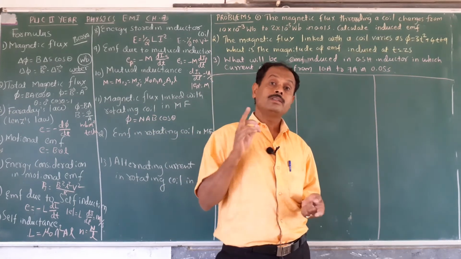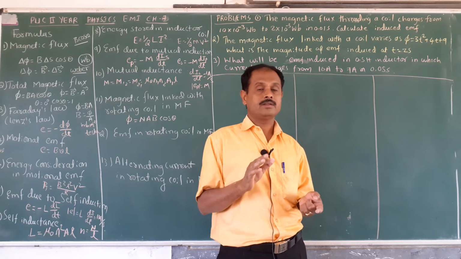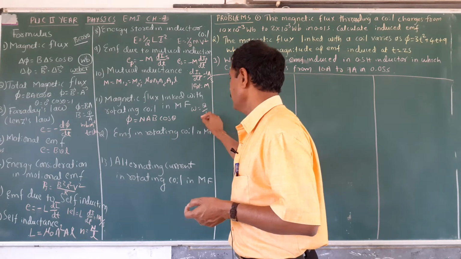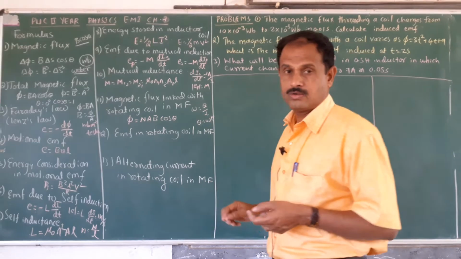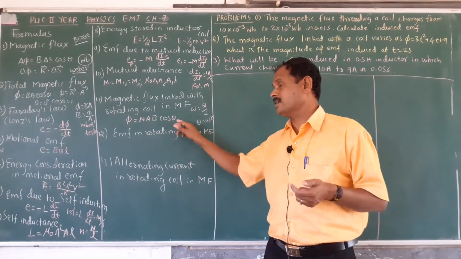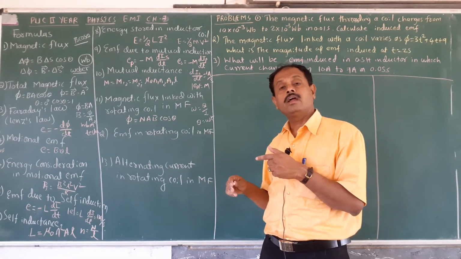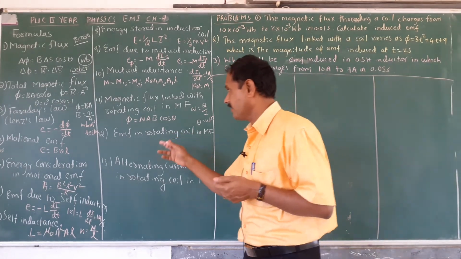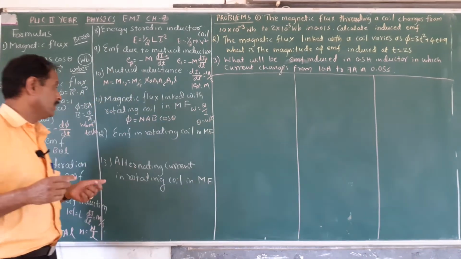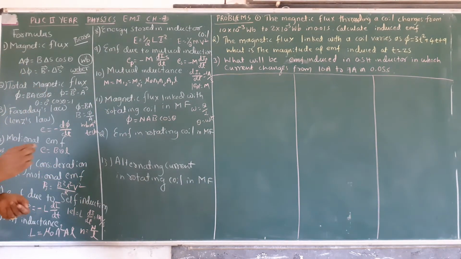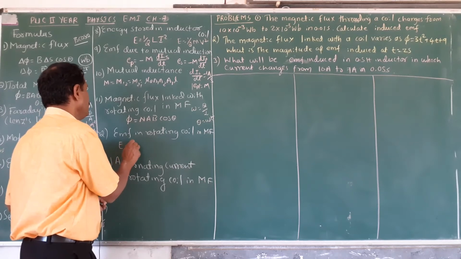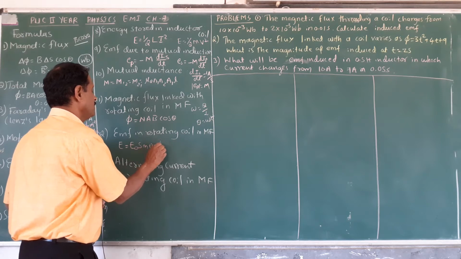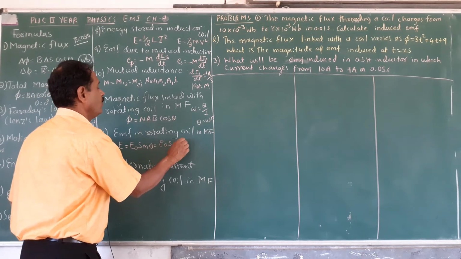Once again, repeat. Sometimes we get theta is equal to omega t. Omega is equal to theta by t, so theta is equal to omega t. Take care. Omega is the angular frequency. Theta is the angle between the direction of the magnetic field and the line perpendicular to the plane of the coil. Now this is the magnetic flux linked with the rotating coil. EMF in a rotating coil is E is equal to E naught sin theta, which is E naught sin omega t.